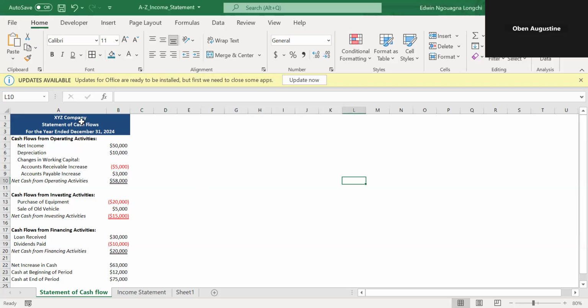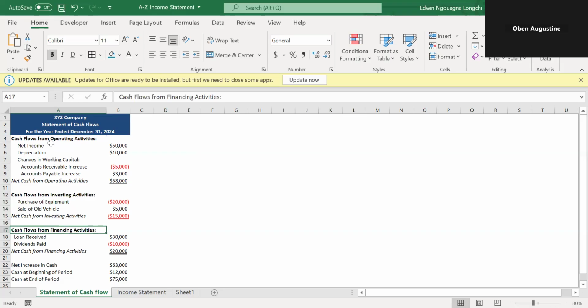You write the name of your company, you write the name of the financial statement. Here is the statement of cash flow, and you write the period, for the year ended December 31st, 2024, which means that this is it for the whole year, for a period of 1 year. So you divide it into three sections, as we have said: operating activities, investing activities, and financing activities.